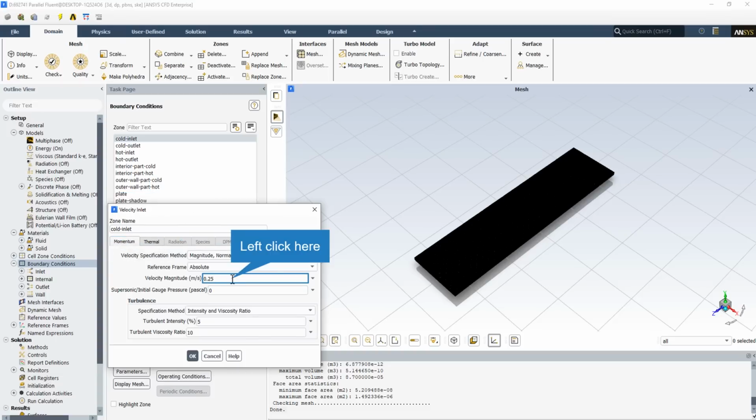And the velocity magnitude is equal to 0.25 meter per second, and the specification of the velocity is the magnitude and normal to the boundary. By the way, the inlet types for both inlets are velocity inlet.